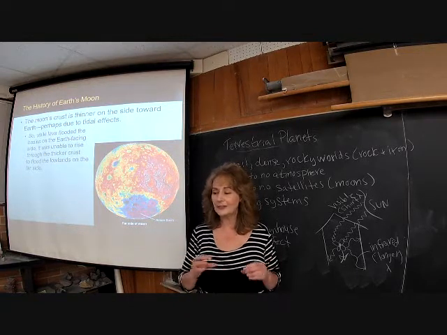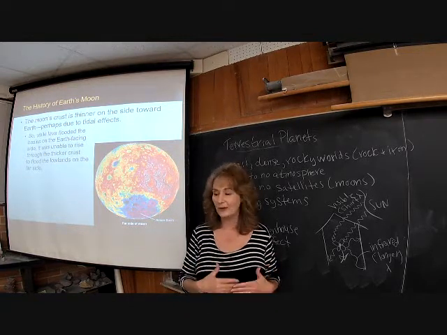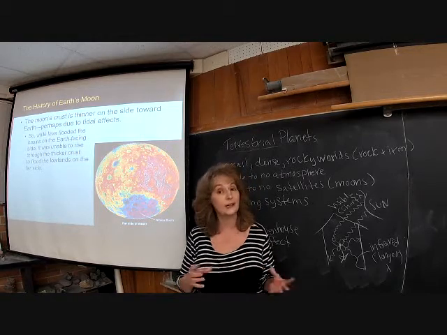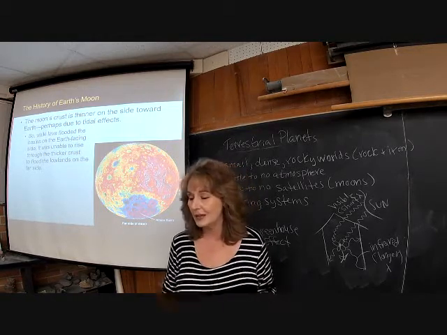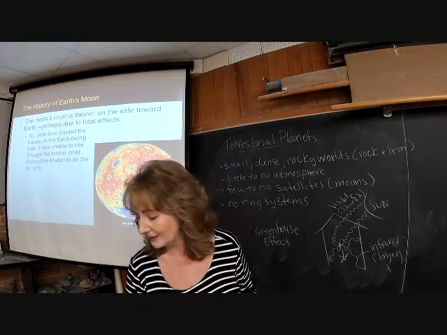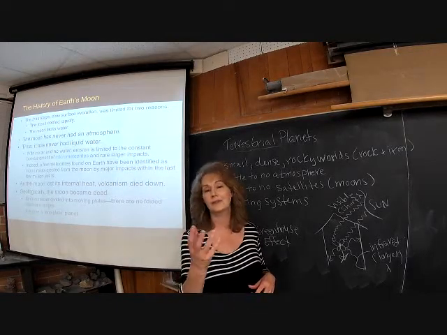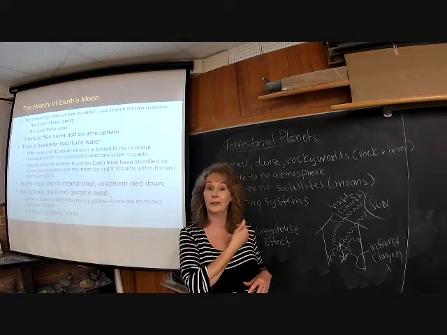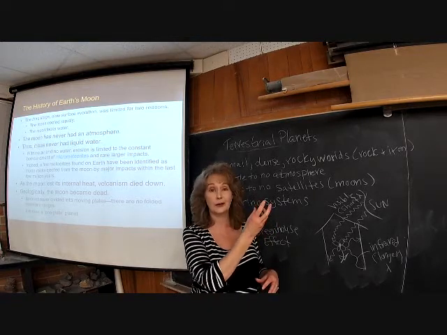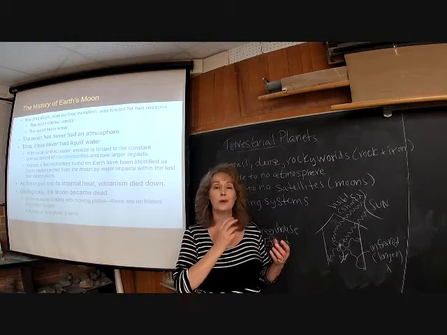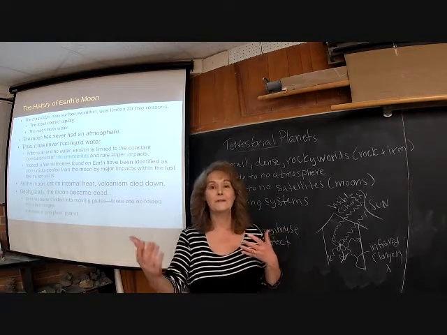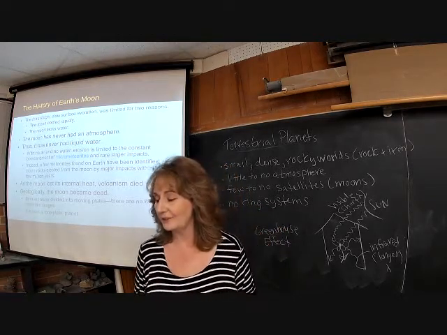The moon's crust is a little thinner on the side towards the Earth, perhaps due to the tidal effects of the moon's orbit around it. It's tidally locked, so it keeps the same face toward the Earth. I mean, the moon is rotating, right? But it rotates in such a way that it keeps the same face toward the Earth.